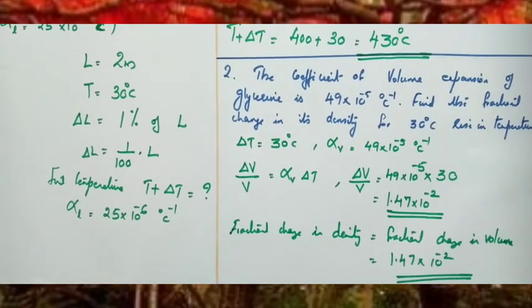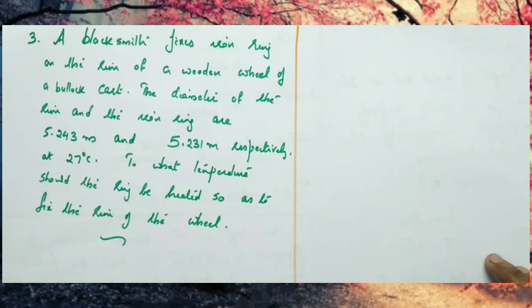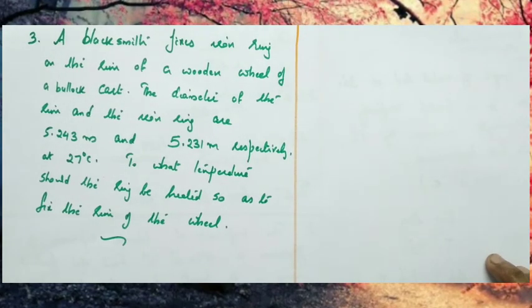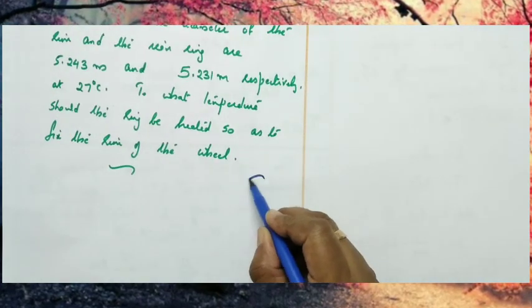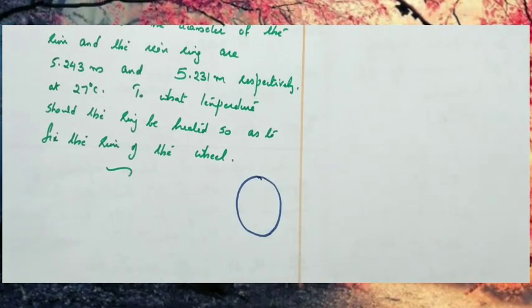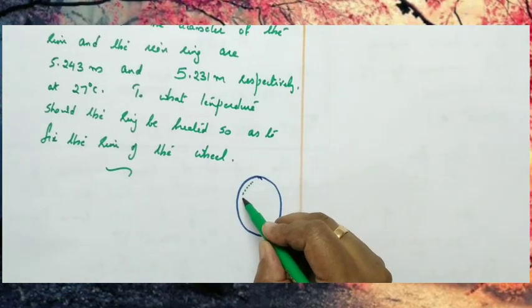Okay children. A blacksmith fixes an iron ring on the rim of a wooden wheel of a wood cart. The diameter of the rim and the iron ring are 5.243 and 5.231 meter at 27 degrees Celsius. To what temperature should the ring be heated so as to fix the rim of the wheel? Okay, so here this is a wheel, a wooden wheel, and here this represents the ring.